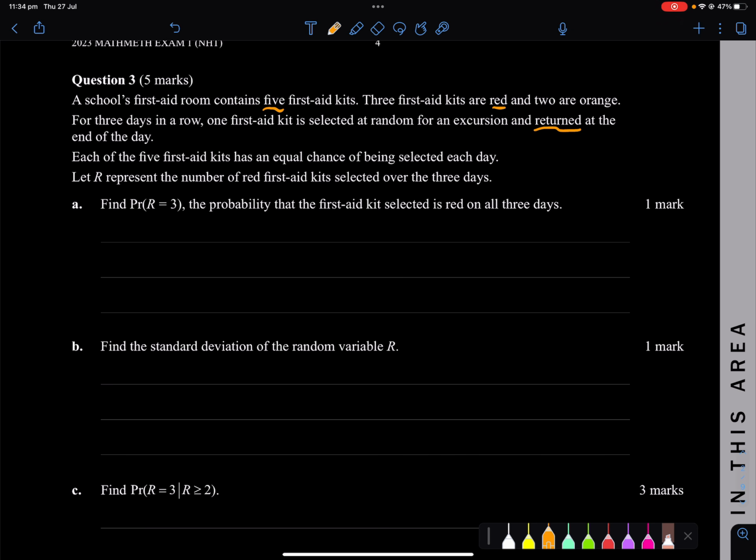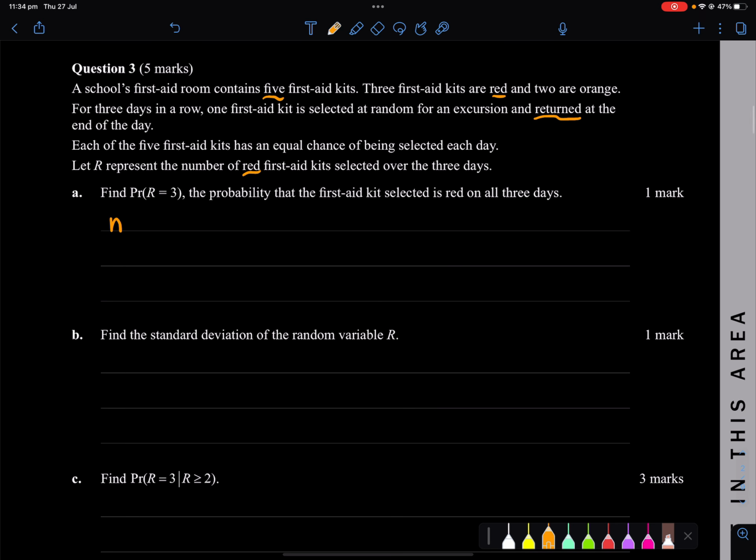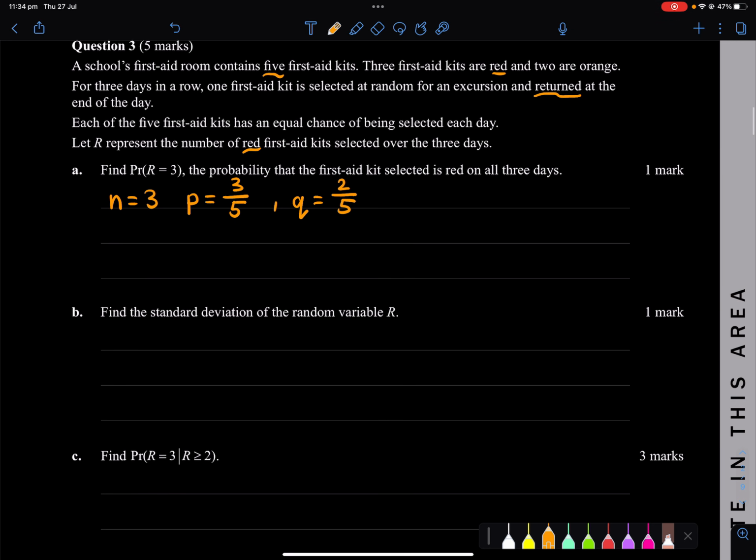Okay, let R represent the number of red first aid kits selected over 3 days. So we know n will equal 3 because there's 3 days, and your probability of success of getting red is what? Well, there's a total of 5, and there's 3 red kits, so we'll say 3 on 5. And your q, which is your orange kits, is 2 over 5. So what we want to find is the probability of R equals 3, which is what?